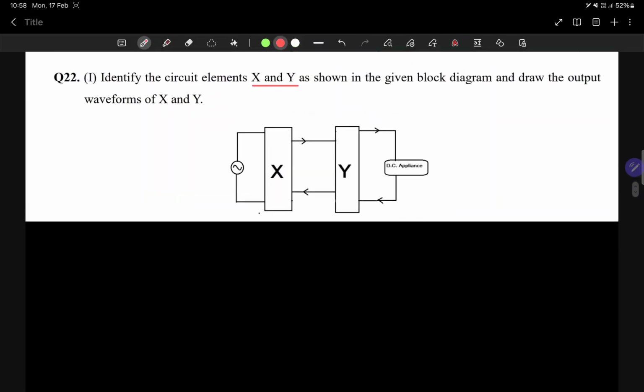So in this picture, element X helps to convert, this is your AC input, this is called AC input, and here a DC appliance is attached. That means this is your rectifier. And which type of rectifier? This is your full wave rectifier.